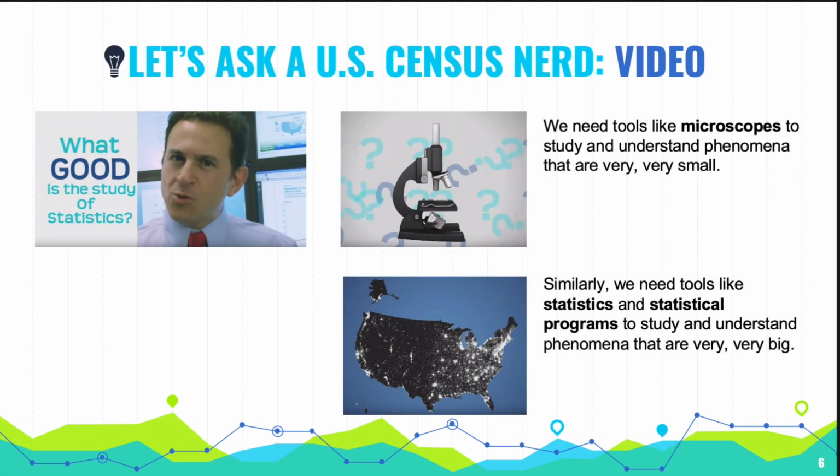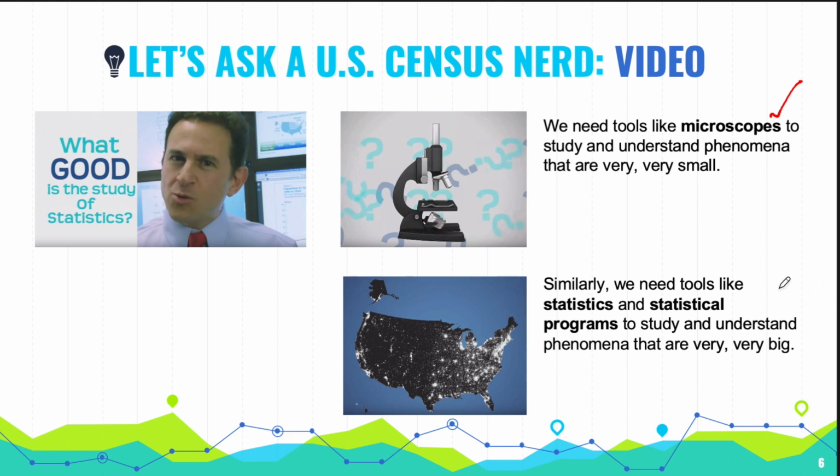And he makes a really interesting analogy that I think is helpful when you're trying to approach the whole point of learning statistics. Think about when you're studying very small phenomena, like in a petri dish. We can't observe that with the human eye. We can't see what's happening when something is microscopic. So to be able to see something very, very small, or let's say micro, we need tools like microscopes to study and understand those phenomena so that we can see them and make sense of them.